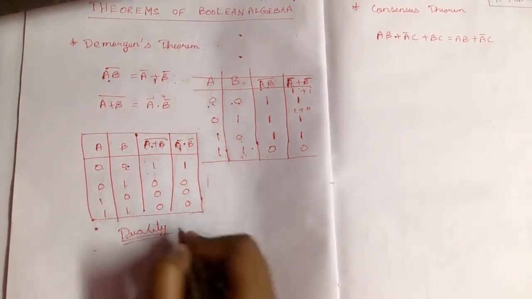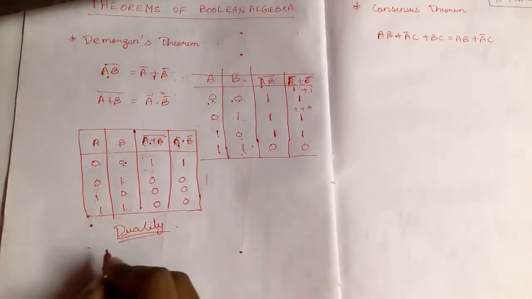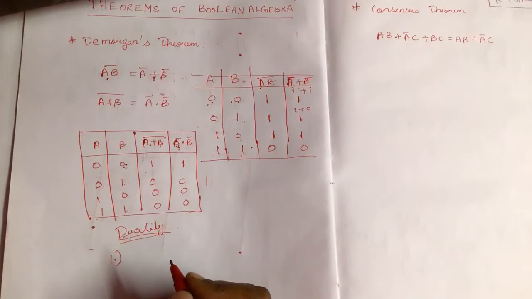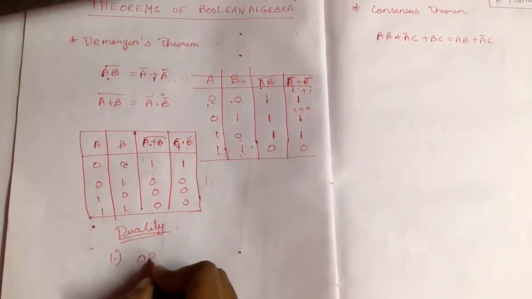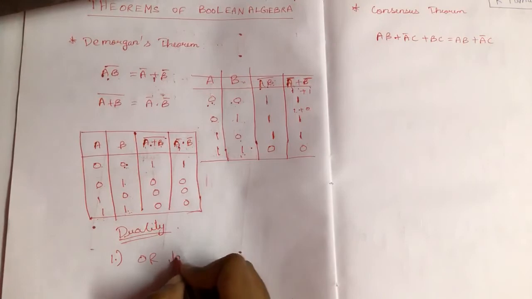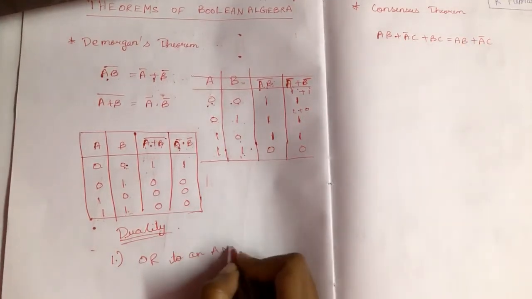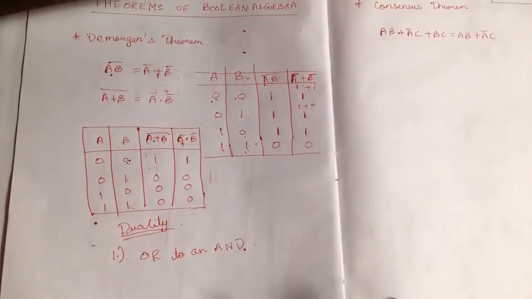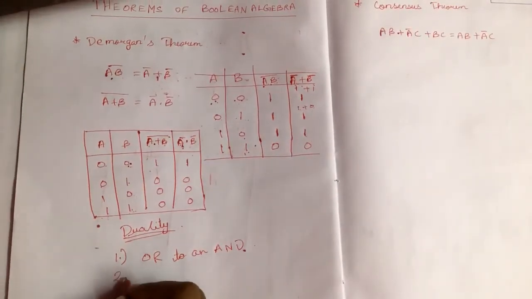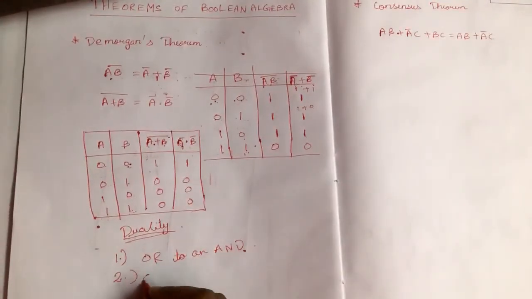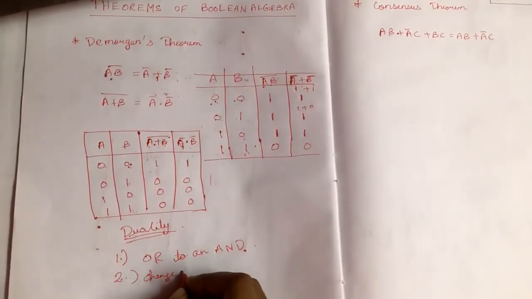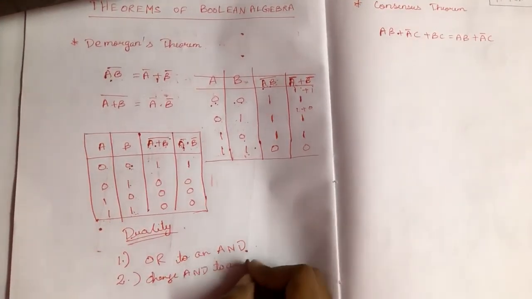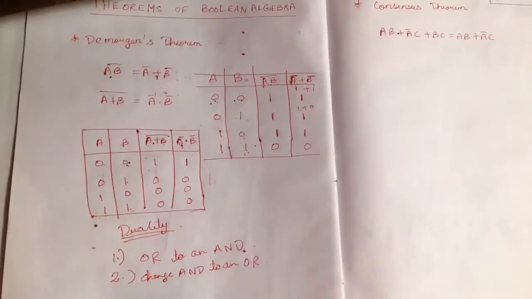So we will say it as the principle of duality. Here, the principle of duality is nothing but: the first condition is to change each OR sign to an AND sign. This is the first condition they have given. The second condition is to change each AND sign to an OR sign. This is the second condition we are going to do.